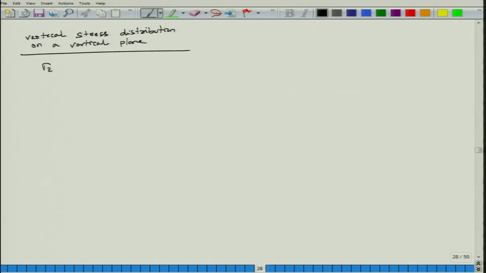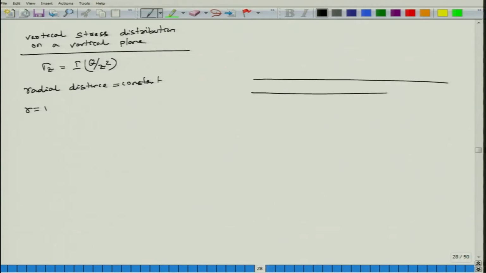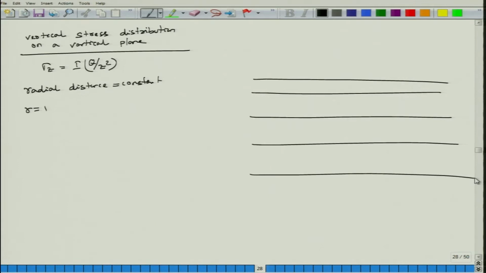So sigma z is equal to I into Q by z square. On a vertical plane means the radial distance is constant, say r is equal to 1. So r is equal to 1, and this is your z. Then the values 0.25, 0.5, and somewhere in between the intermediate values we can calculate.